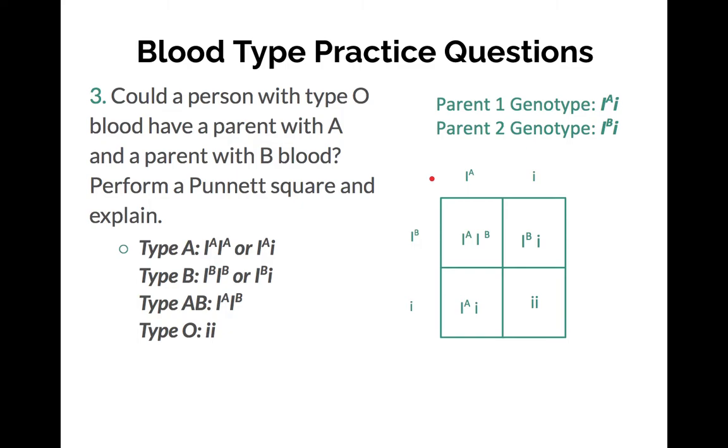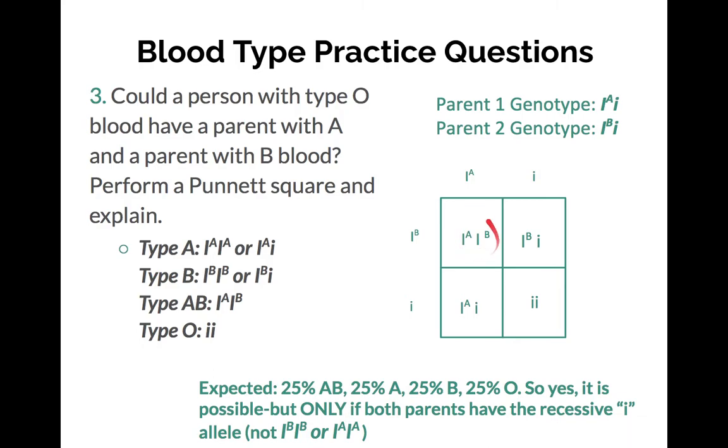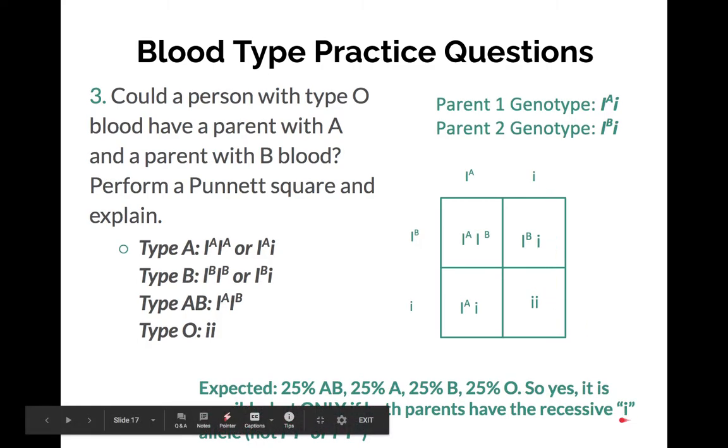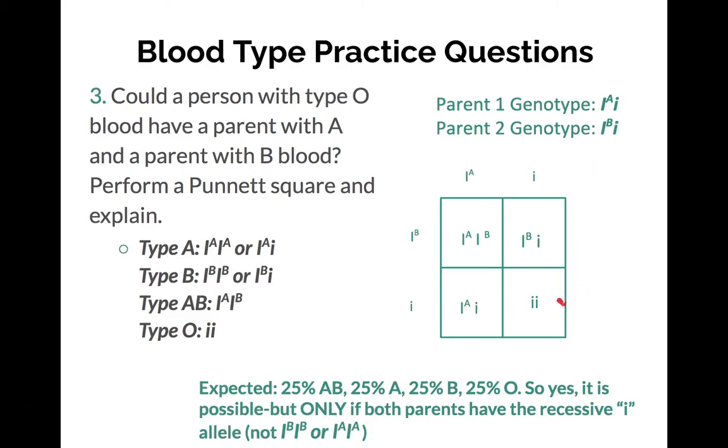So we set up our Punnett square, perform your cross, and yes, it is possible, right? So we end up getting 25% AB, 25% type A, 25% type B, and last one, 25% type O. So yes, it's possible, but again, only possible if both of the parents have that recessive i allele. If they do not, then no, we could not get type O from this.